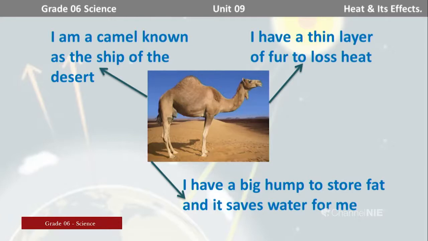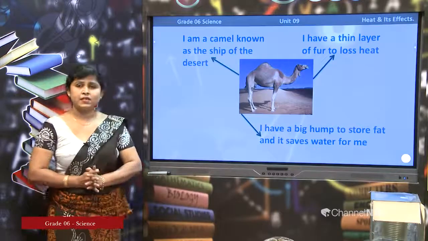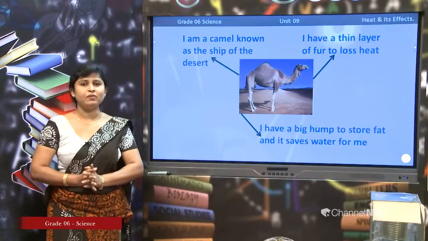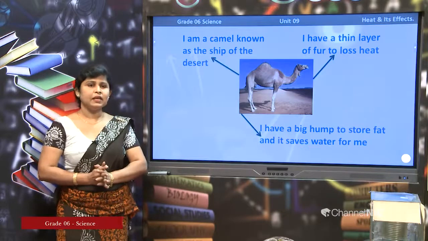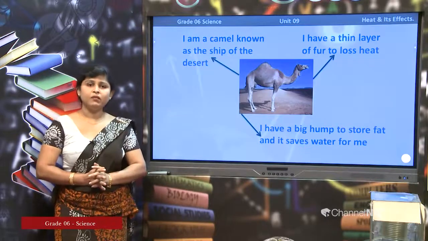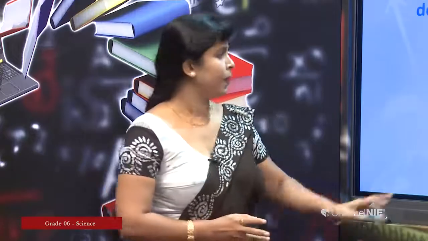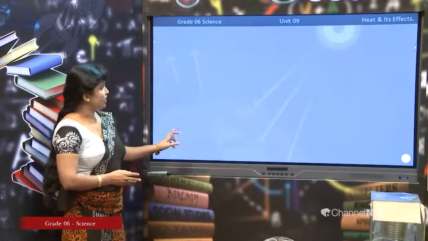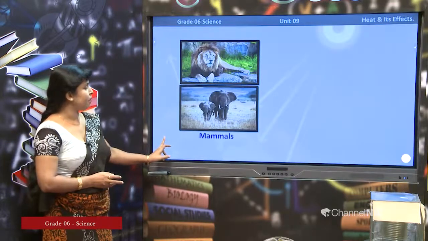I have a big hump to store fat and it saves water for me. I am traveling long distances across the deserts, so I need to save my water. So, my hump helps me to save water. Now, you can see these two animals are living in two different environments. They have different mechanisms to maintain their body temperature. It is very important. So, that is the nature of warm-blooded animals. Especially, we consider mammals and birds as warm-blooded animals.